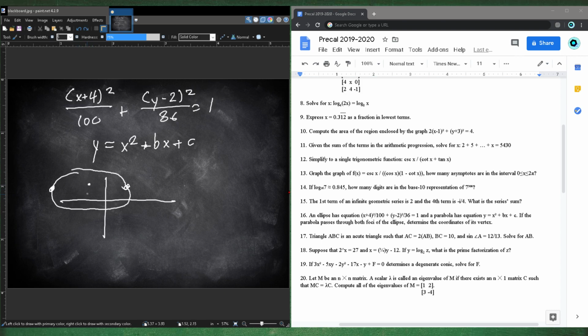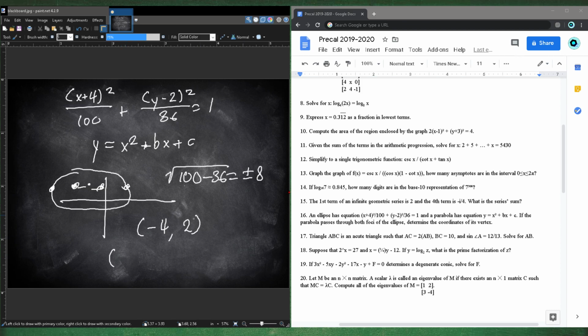And then where are the foci? Well, the foci are somewhere right here. So how do we find that distance? Well, the distance is just going to be the bigger number, which is 100, minus the small number, which is 36, and then you take the square root. So that is 64. Square root of 64 is 8, plus or minus 8, right? So plus or minus 8 is because we have 2 points here and here. You have to move from the x. So the center is at negative 4, 2, right? So plus or minus 8.